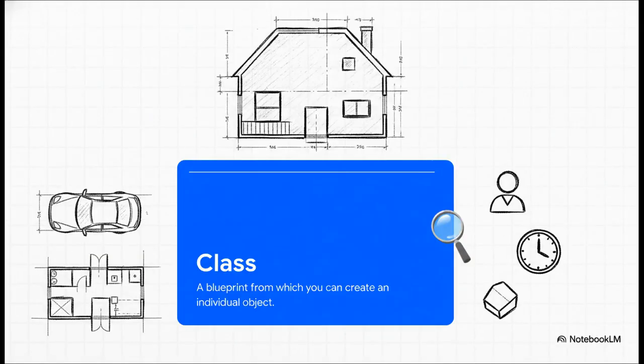Simple, right? But you might be wondering, where do these objects even come from? Well, they're created from something called a class. Now, this is important. A class is not the object itself. The class is the blueprint. It's the master plan that says, hey, any object of this type is going to have these properties and will be able to do these actions. It's the idea of the thing, not the actual thing.